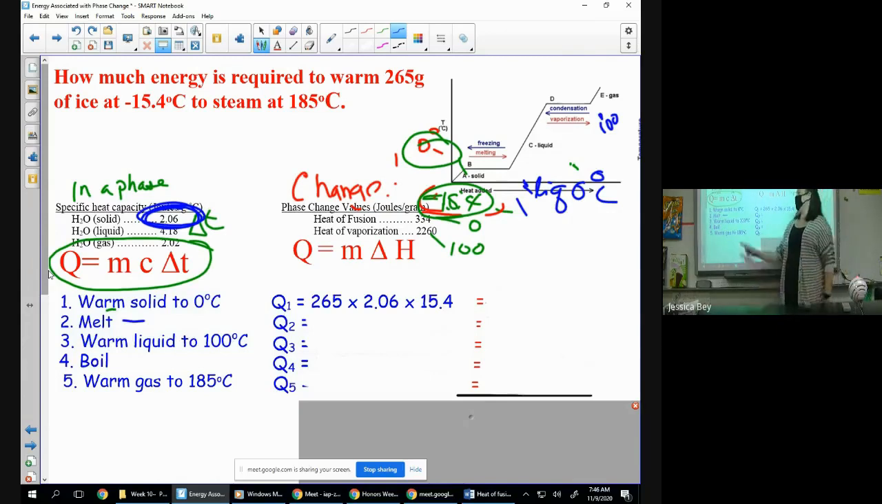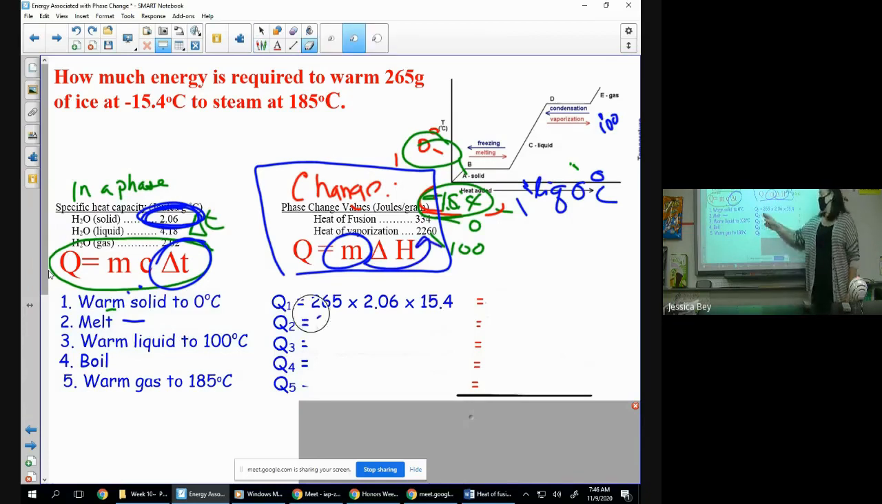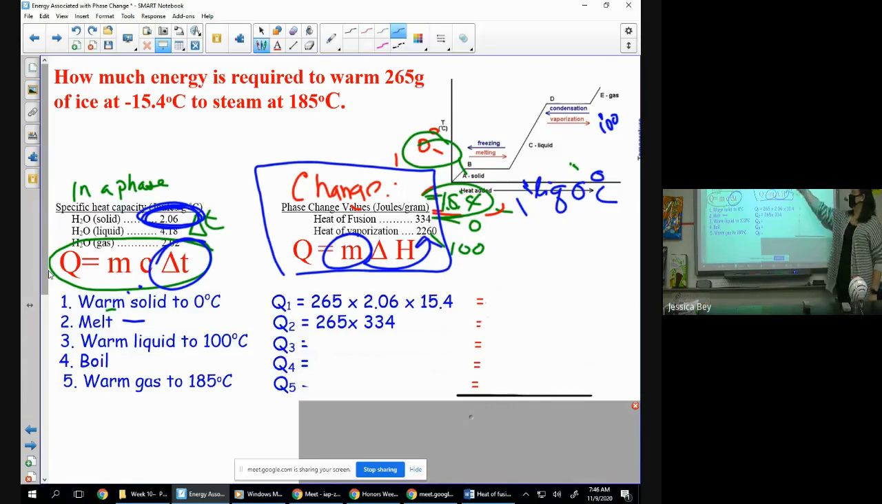Then I'm going to stop and I'm going to melt. Now you're like, wait a second, I can't do a delta T for melting. You are right. When you are changing phase, all you do is your M times whichever one of these you're doing. So I'm going to take 265 and the one that I use for melting is 334.